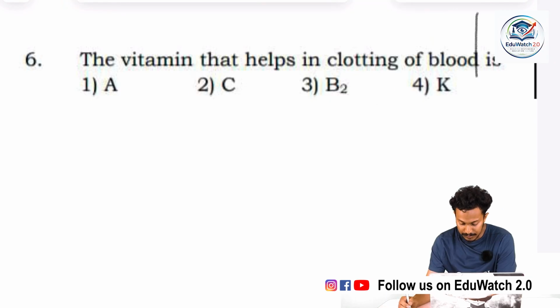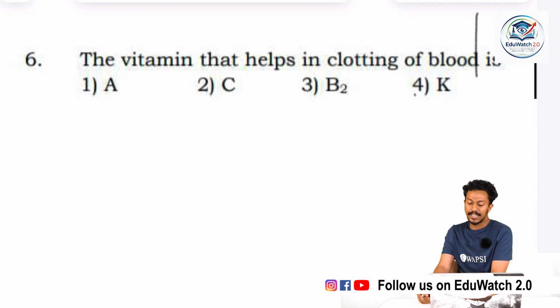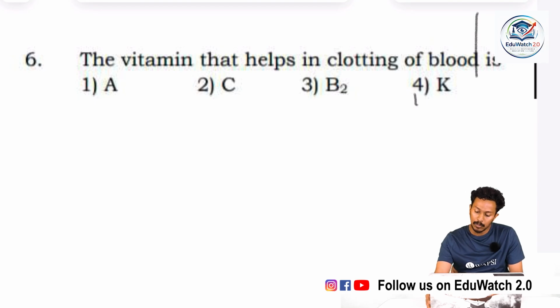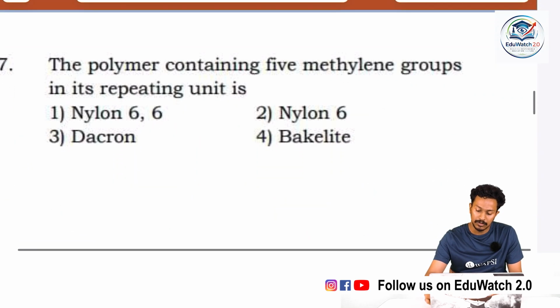Question number 6. The vitamin that helps in the clotting of blood is, the options: vitamin A, C, B2 and K. We have studied in the biomolecules chapter that the vitamin that helps in the clotting of blood is vitamin K. Vitamin A helps in night blindness, C cures scurvy, and B2 helps in bone strengthening. So the correct option would be option number 4. It's an easy question. Let's move on to the next question.